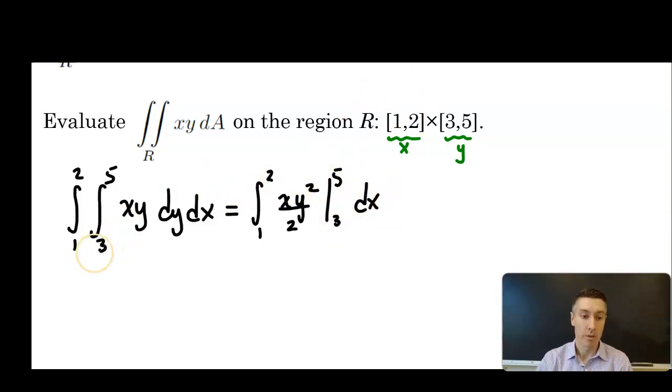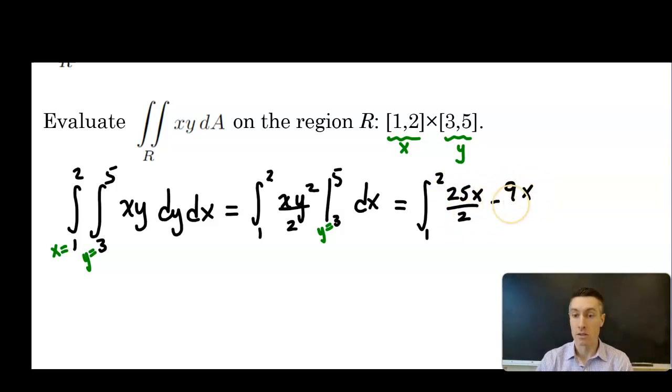And for the first few examples, it may be helpful for you to note which values each bound represents, because it's important when we go to plug in. So here we're plugging in the values 5 and 3 to the y values. So integral from 1 to 2 of 25x over 2 minus 9x over 2 dx. We can simplify that. Makes integrating easier. So that's going to be 16 over 2, which is 8. So 8x dx.